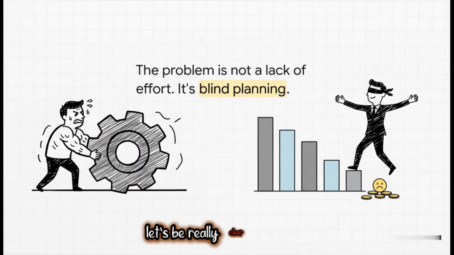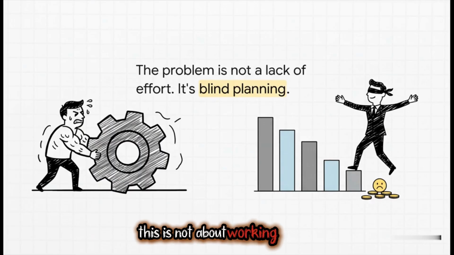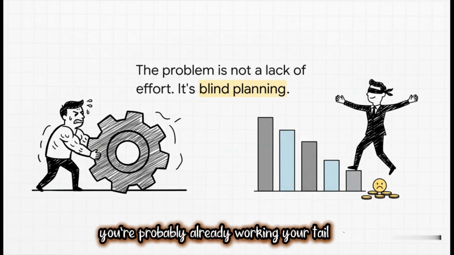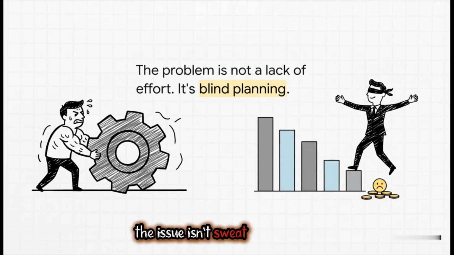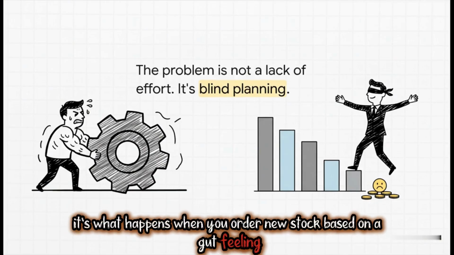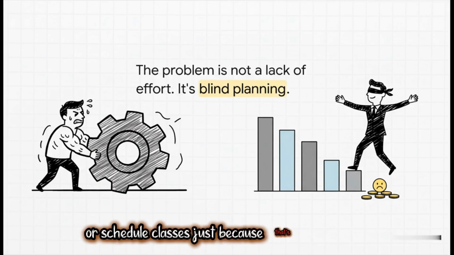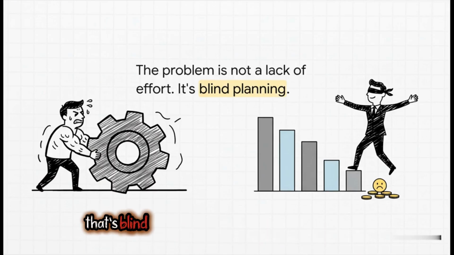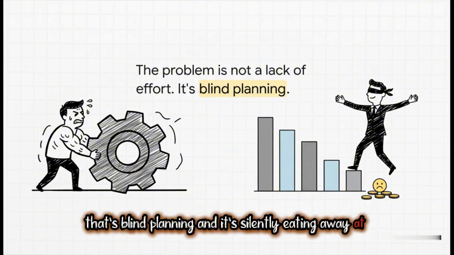Look, let's be really clear about this. This is not about working harder. You're probably already working your tail off. The issue isn't sweat, it's strategy. It's what happens when you order new stock based on a gut feeling, or schedule classes just because that's how you did it last year. That's blind planning, and it's silently eating away at your cash flow.